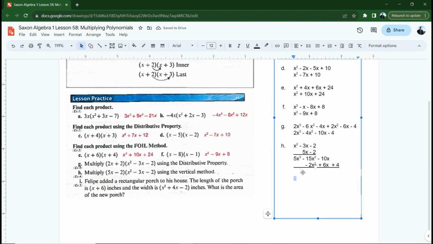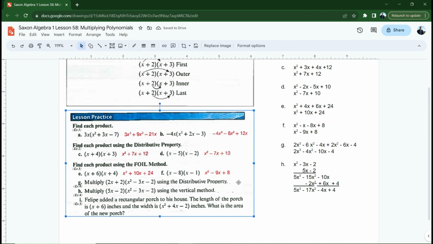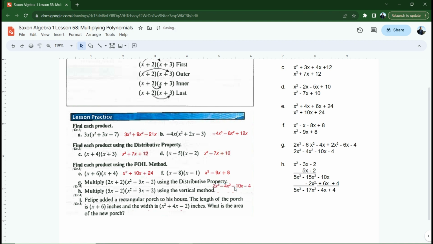So my final answer is going to be 5x cubed because there's nothing to add to 5x cubed, minus 17x squared because it's negative 15x squared minus 2x squared. Negative 10x plus 6x is minus 4x, plus 4. And that's my answer. All right, let's see if I got these two right. So here is my first distributive for everyone: 2x cubed minus 4x squared minus 10x minus 4. And this one is 5x cubed minus 17x squared minus 4x plus 4.